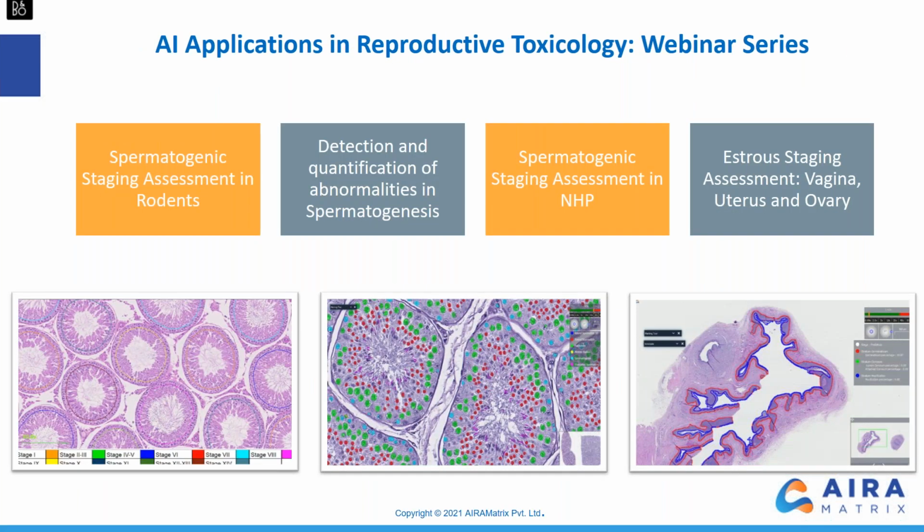So in addition to the solution that we will be presenting today, we are currently collaborating on other developments in the reproductive toxicology space, like spermatogenic staging assessment in non-human primates, estrus staging assessment in rodents, and identification and quantification of abnormalities in spermatogenesis in rodents.